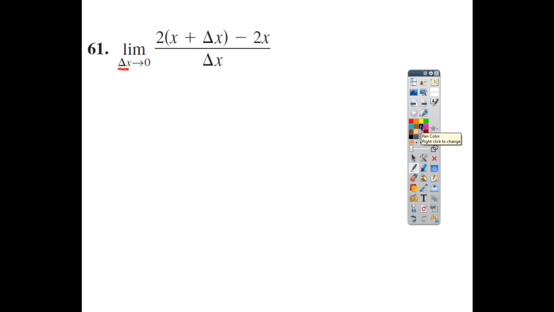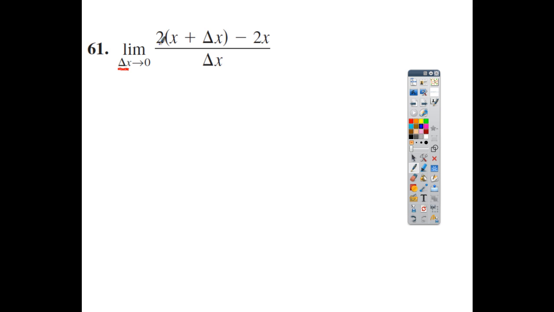So I'm taking the limit as delta x goes to 0 of 2 times the quantity x plus delta x minus 2x, all divided by delta x. So I look for tricks to start. Prior to this, we've looked at factoring. We've looked at multiplying by the conjugate. We've looked at just plugging in this 0. But we can't just do that because we'd be dividing by 0.